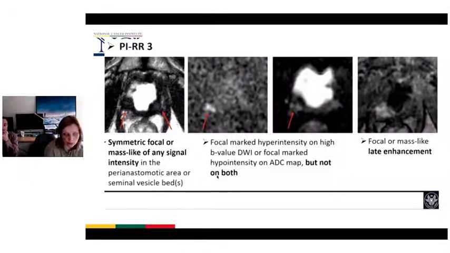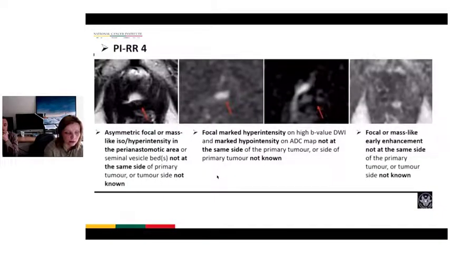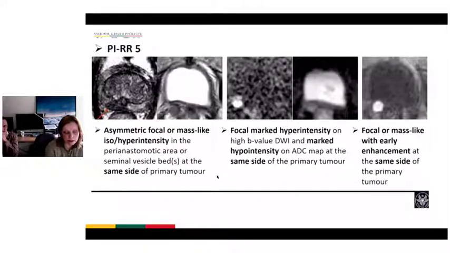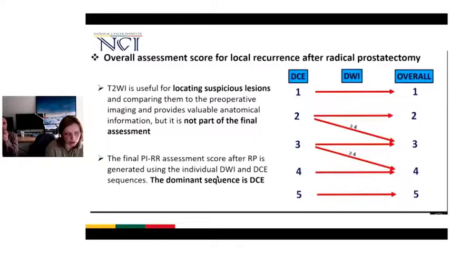But sometimes, of course, you can choose to perform a biopsy in some patients if you have some PSA rising in this case. And if you have marked signal changes, but not at the previous cancer site, it's again 4. And if you have signal changes where you had the cancer before the operation, so at the same site, then it's 5.